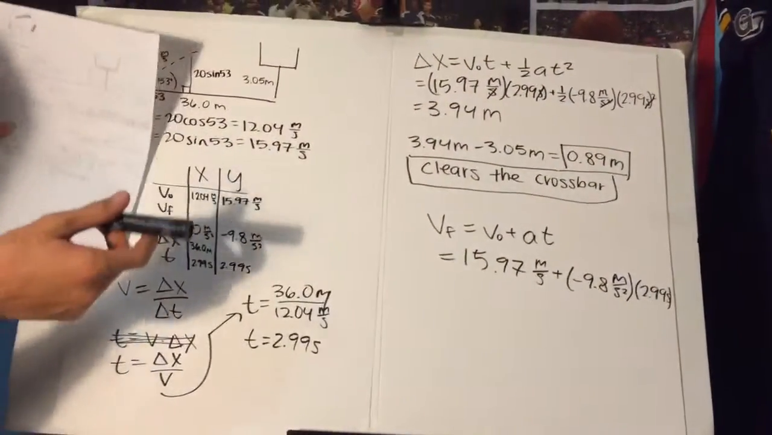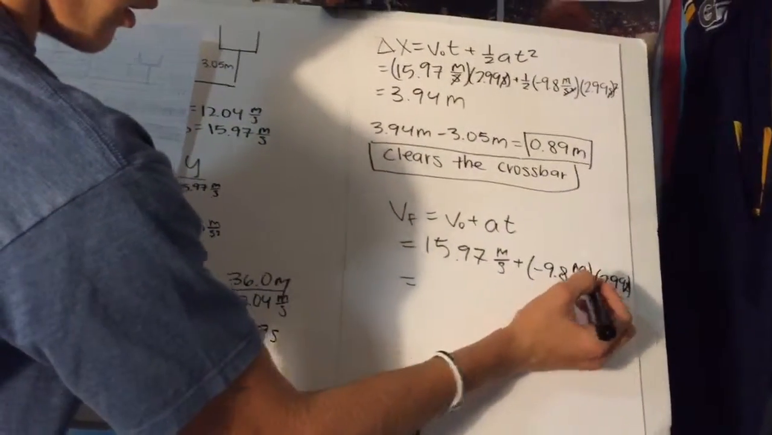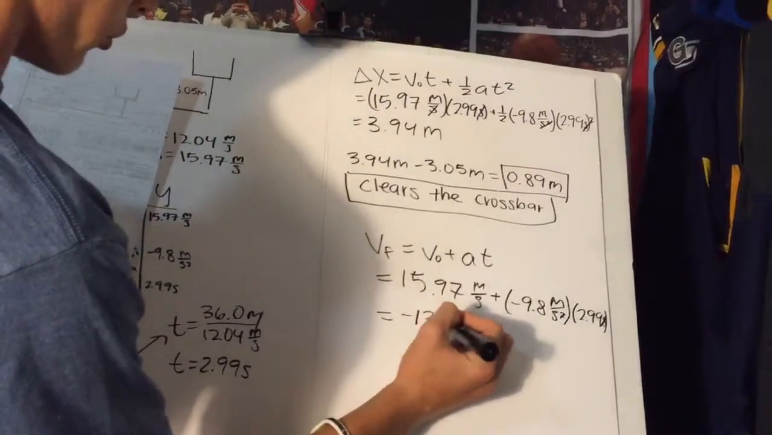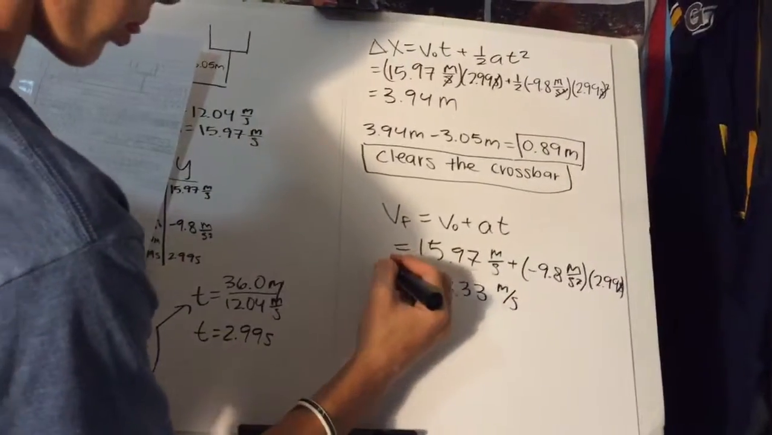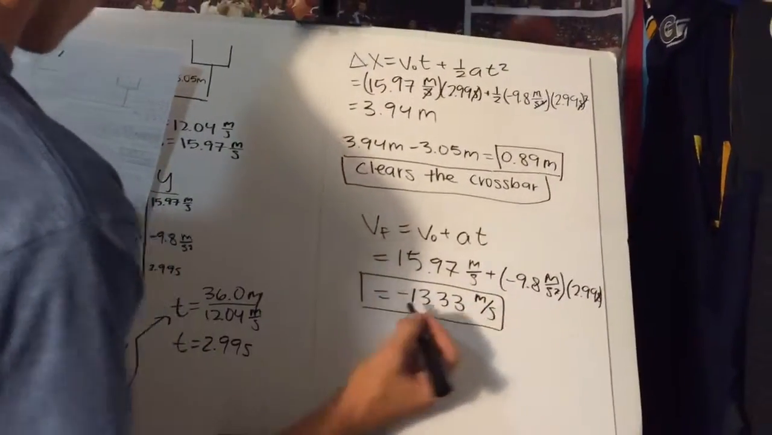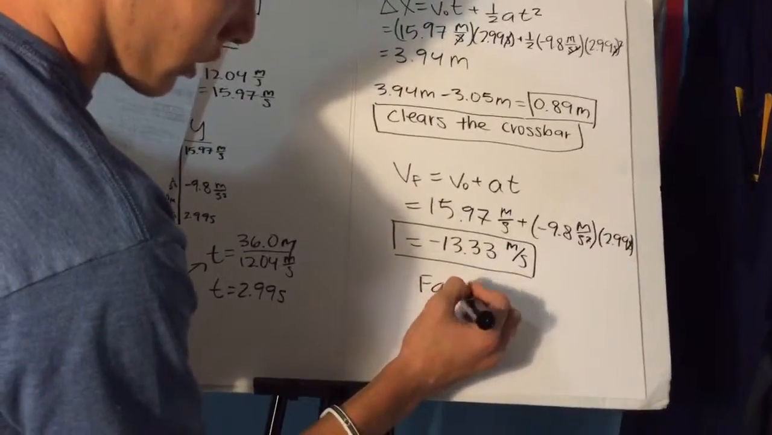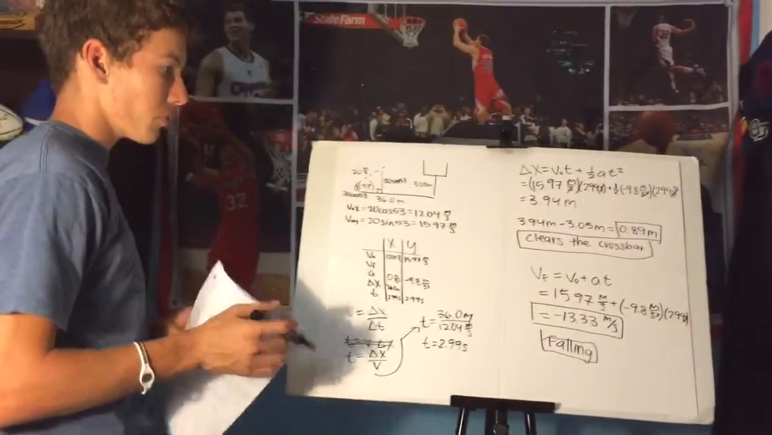So when we solve this, we find out that the final velocity is going to be negative 13.33 meters per second. That's the answer to B. And obviously, since it's negative, the football is going to be falling when it makes it through the goalpost.